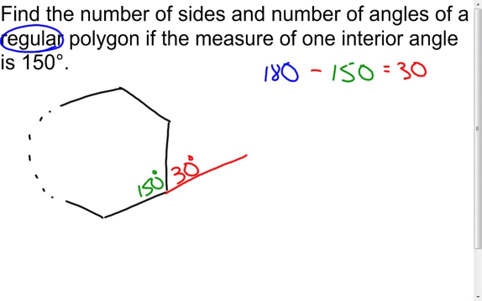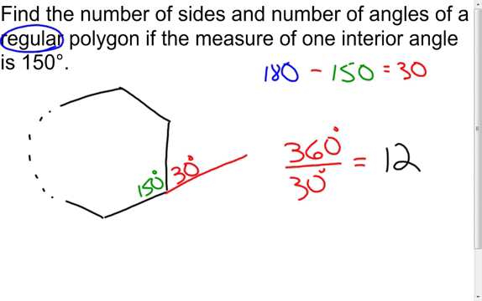And now I think back to the theorem that tells me if I add up all the exterior angles, it's going to equal 360 degrees. So I'm going to take 360 degrees and divide it by 30 degrees, the measure of just one of them, and that should tell me how many exterior angles I have, which in this case is going to come out to be 12.